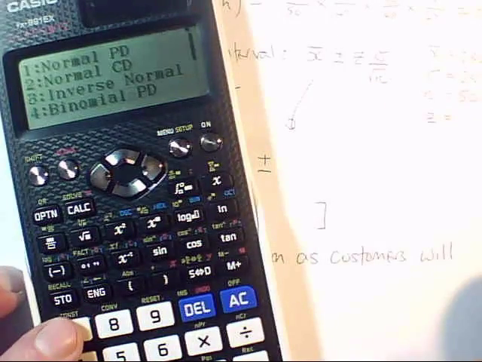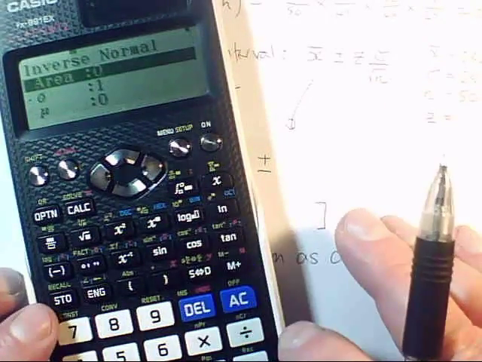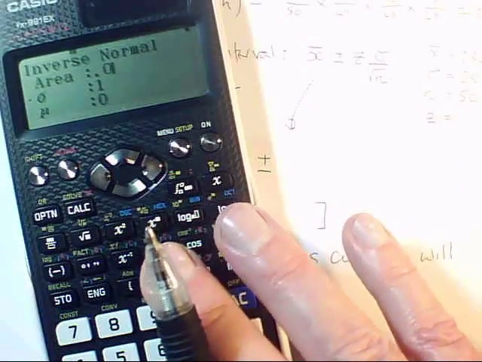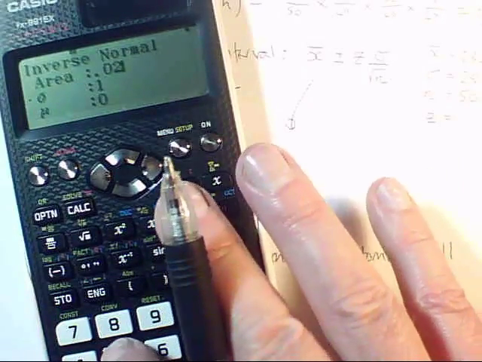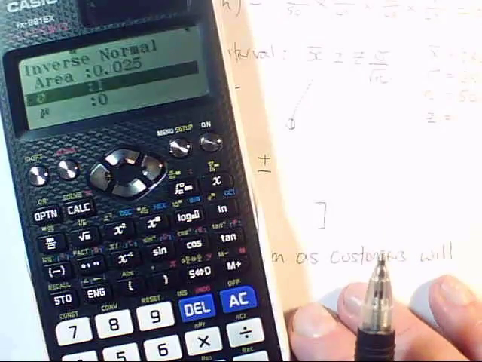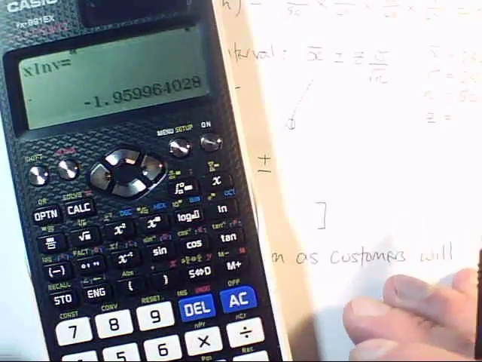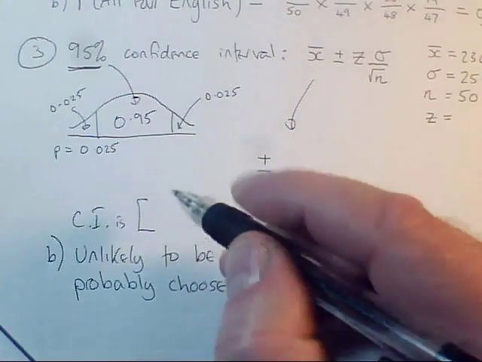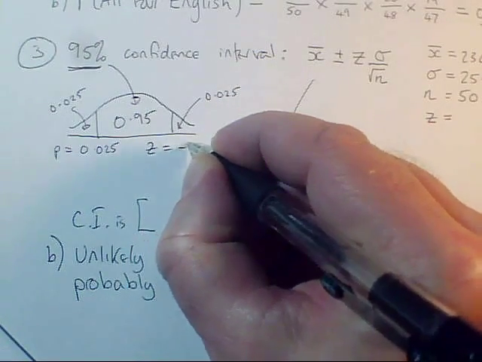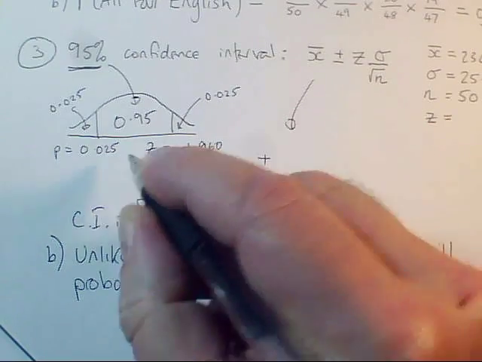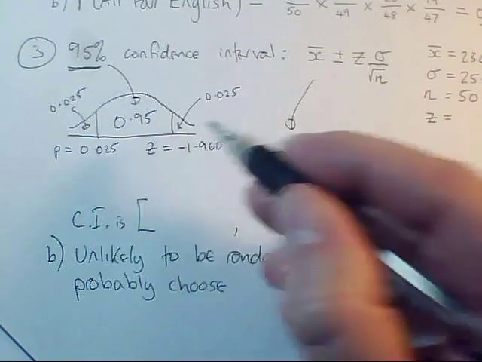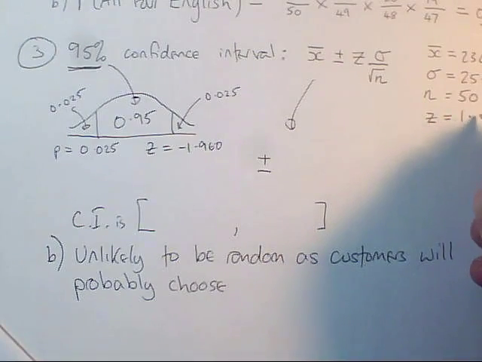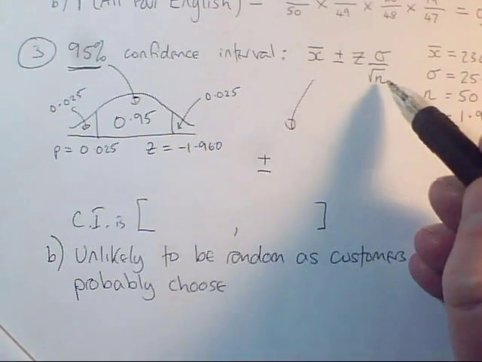So when I do that, I need to go into distribution mode, I need normal inverse, and I want an area of 0.025, and it tells me my Z score, which is minus 1.95996, so that's minus 1.960. So Z equals minus 1.960 for this value of P. This will be plus that same one, so I'm going to take Z equals 1.960. Okay, so I've now got the four things set up for my confidence interval formula.